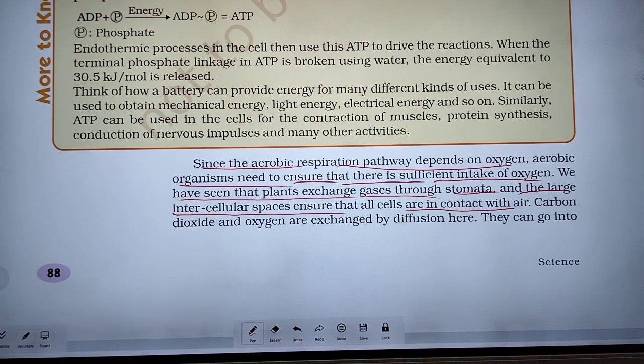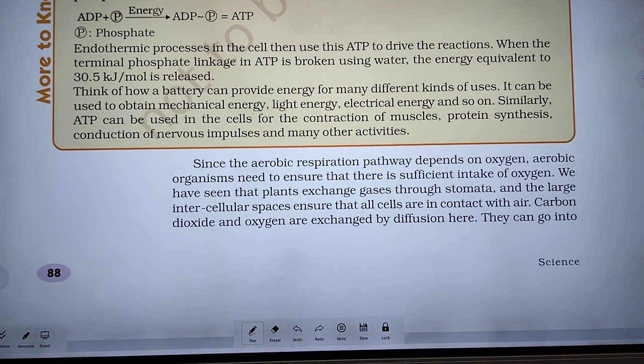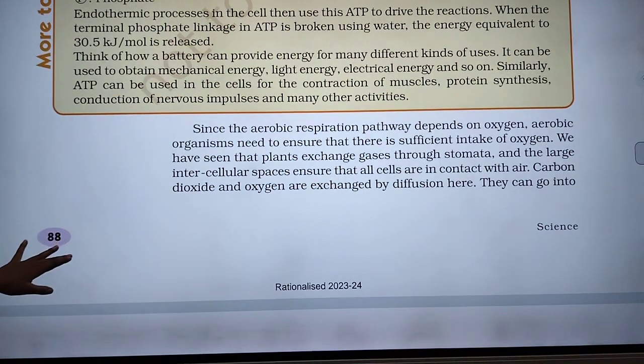We have seen that a plant exchanges gases through stomata, and the large intercellular space ensures that all cells are in contact with air. It is clear that plant cells are in contact with what? Air.